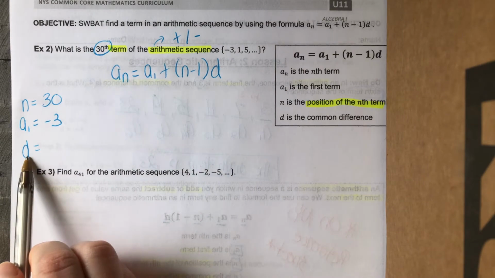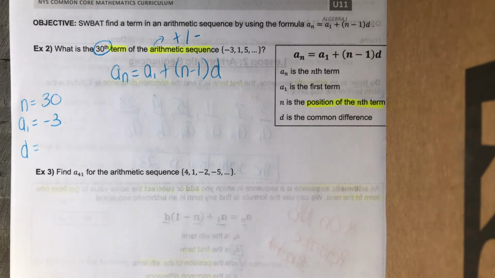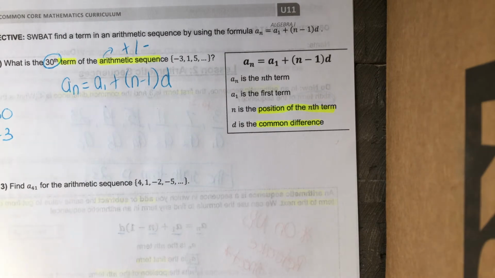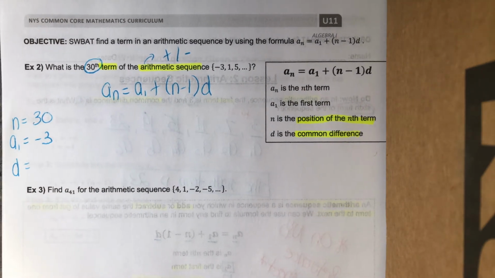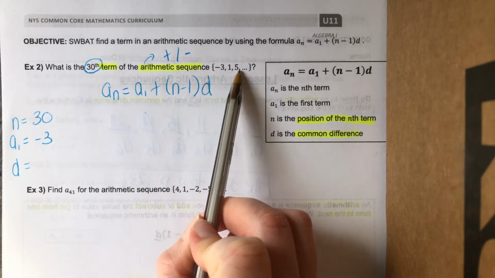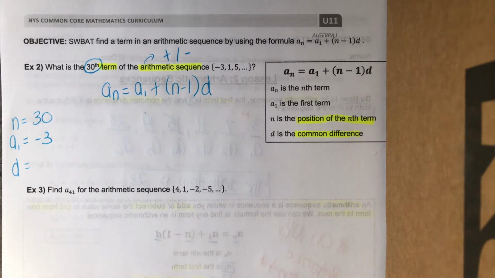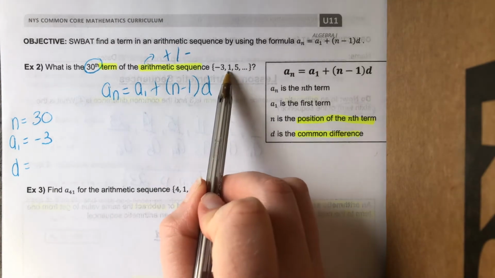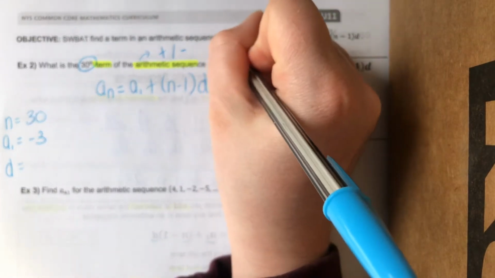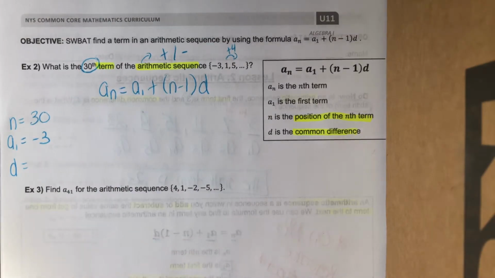And then d is my common difference. So I'm just going to highlight that as well. It's how you get from one number in the list to the next. I can see that my numbers are getting bigger, so I must be using addition. How do I get from, let's do 1 to 5 because that's a nice set of numbers? Well, I know that 1 plus 4 is 5.